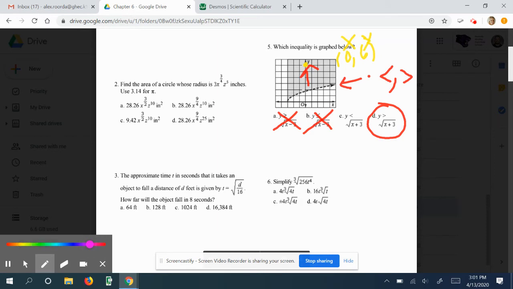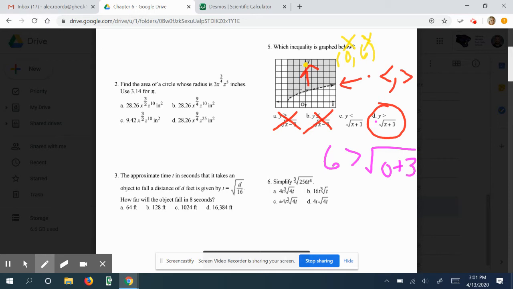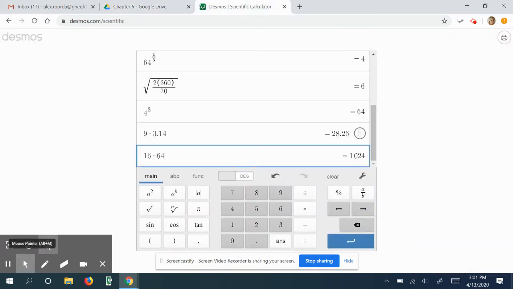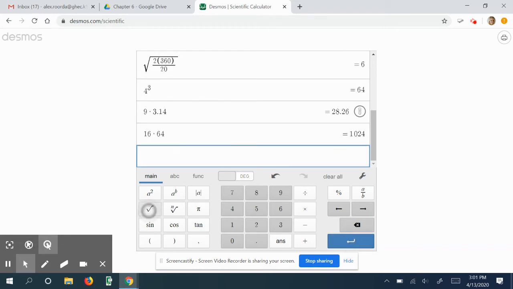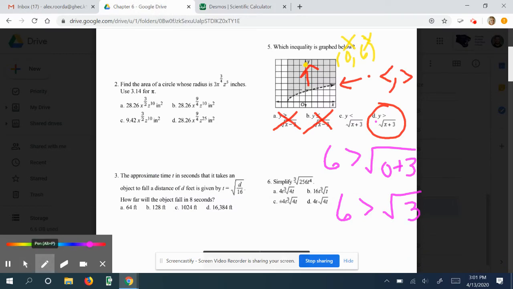Okay, so y, or 6, has to be greater than the square root of 0 plus 3. Okay, and so 6 is greater than 0 plus 3, which is just the square root of 3. So I'm not sure what the square root of 3 is, so I can go to Desmos and I say, okay, well, what is the square root of 3? It's 1.73. And so we say, is 6 greater than 1.73? It is. So we know for sure we are correct with D. Okay?